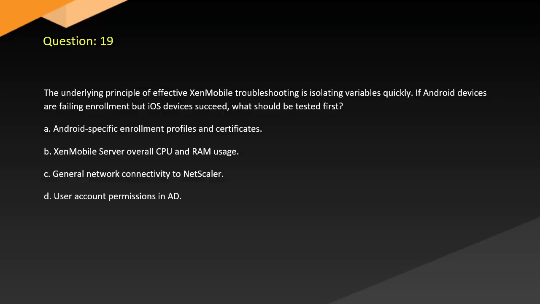Question 19. The underlying principle of effective XenMobile troubleshooting is isolating variables quickly. If Android devices are failing enrollment but iOS devices succeed, what should be tested first? A. Android-specific enrollment profiles and certificates. B. XenMobile server overall CPU and RAM usage. C. General network connectivity to NetScaler. D. User account permissions in AD.